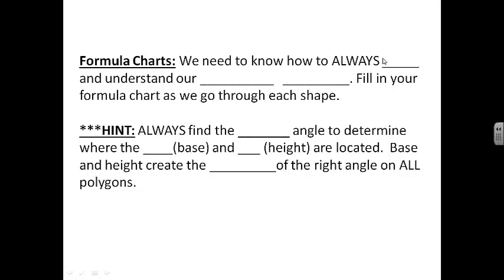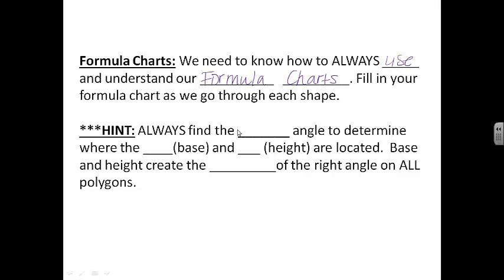Next, I want everybody to make sure they have their formula chart before we start, because you're going to be writing on it as we go through this. We always need to use and understand our formula charts. Our formula charts are kind of like a cheat sheet. You are allowed to use them on the STAR test and anything in my class. You're always allowed to use them. So as we go through, make sure you always have it, and fill in your formula chart as we go.